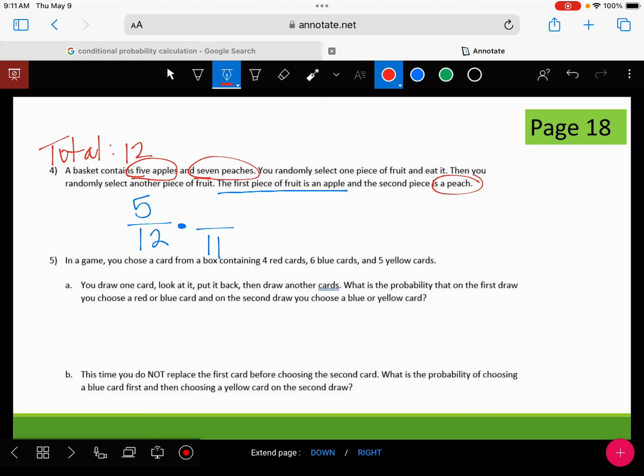How many peaches will I have in that basket? 7. Pick up your calculators, multiply it. Take 5 times 7 and 12 times 11.